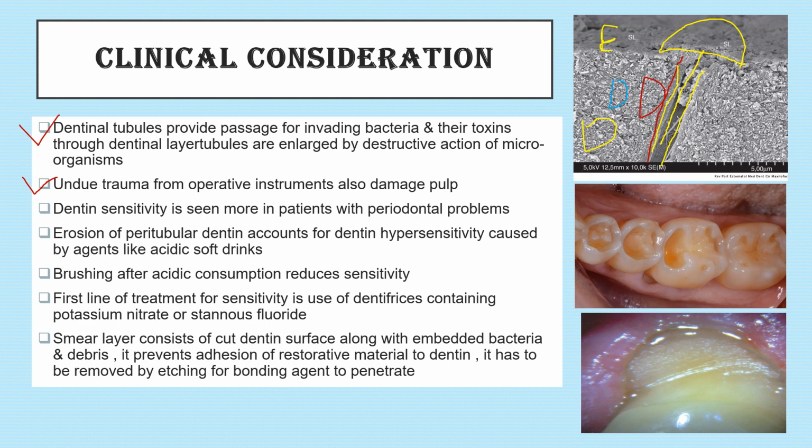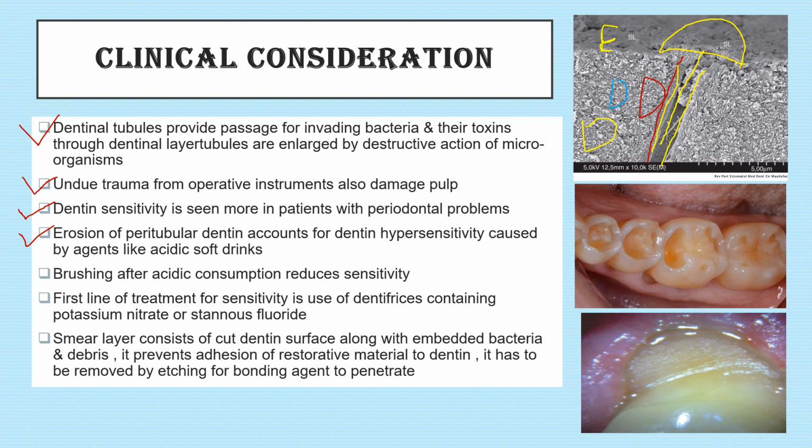and yes, the pain will start. Dentin sensitivity is seen more in patients with periodontal problems because of cementum also. An erosion of peritubular dentin accounts for the dentin hypersensitivity caused by agents like acidic soft drinks. Erosion is nothing but, as I have told, attrition is wearing of the enamel surface. Erosion is due to the acid content, like you take soft drinks, cold drinks, or any acidic beverages, lime, etc. And even sport drinks also. It causes the erosion or the sloughing of the enamel surface, which causes the dentinal tubules to get exposed.